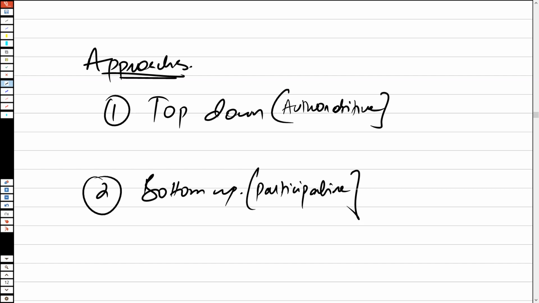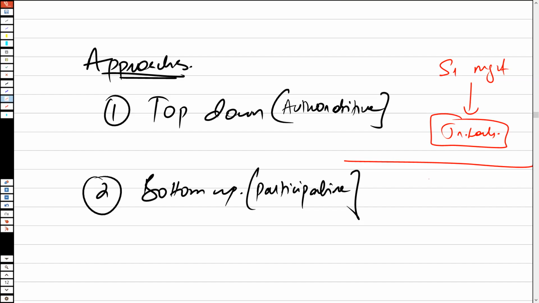So one of them is the authoritative approach, the other one is bottom-up, which is the participative approach. Under the authoritative approach, the senior management would set the budget and pass it on to the junior levels within the organization. In the bottom-up budgeting approach, the junior level management proposes the budget, and the senior management would approve after some discussions, after some queries and things like that. So that is going to be considered as the participative approach.